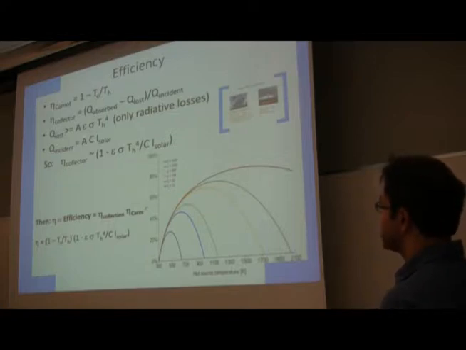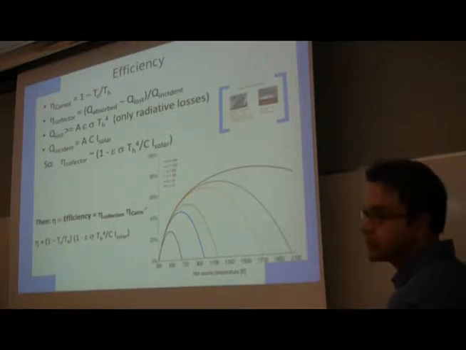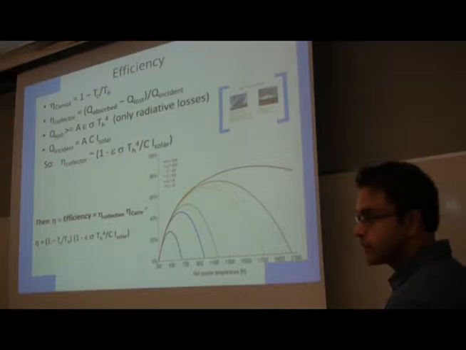And of course, A is the same area as well. This is the area of the collector. In this case, the collector is the heat reservoir, right? It's the hot part of the heat engine. The TH is the collector.